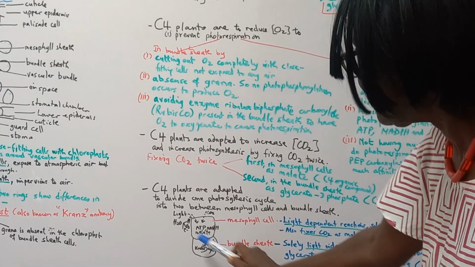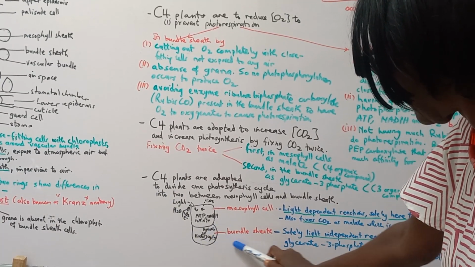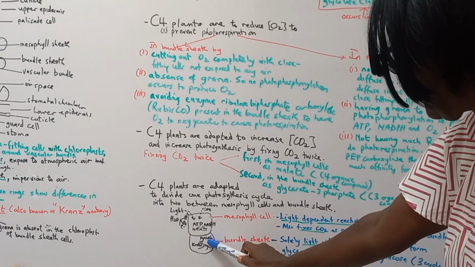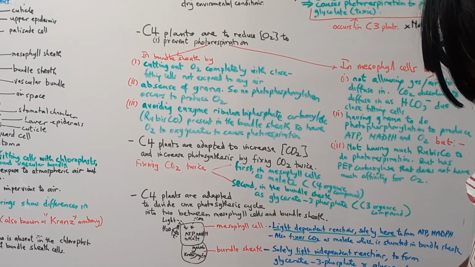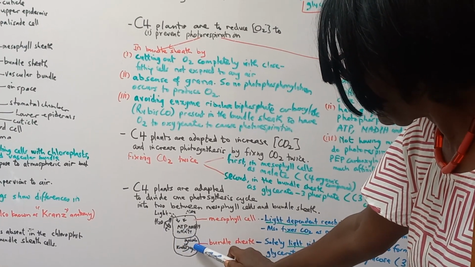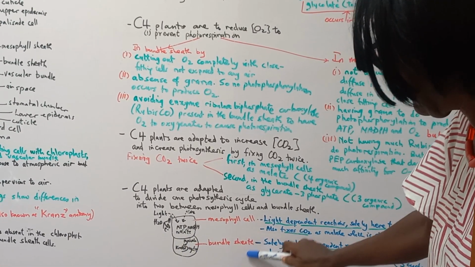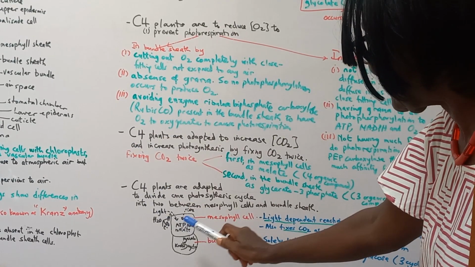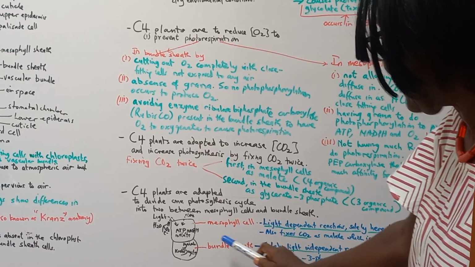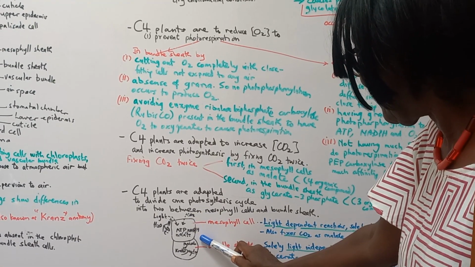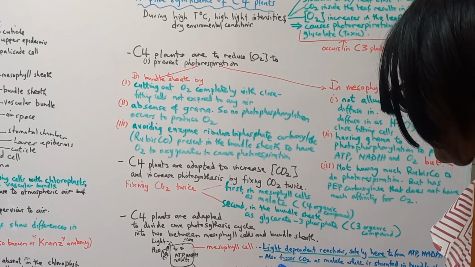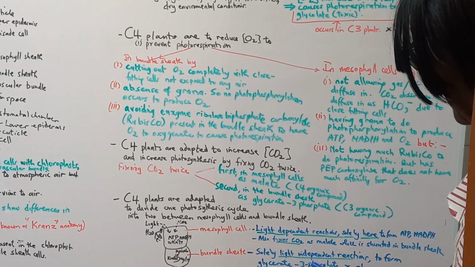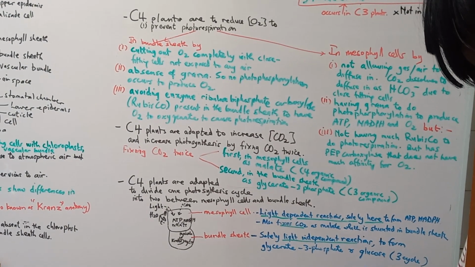Then in the bundle sheath, no light-dependent reaction takes place. In the bundle sheath, only light-independent reactions take place here to form glycerate 3-phosphate. So in the bundle sheath, only the C3 cycle goes on here. So you see, in C4 plants, 1 photosynthesis cycle is divided into 2 as it were. In the mesophyll cells, light-dependent reaction plus some fixing of carbon dioxide. In the bundle sheath, solely light-independent reactions to form glucose here.